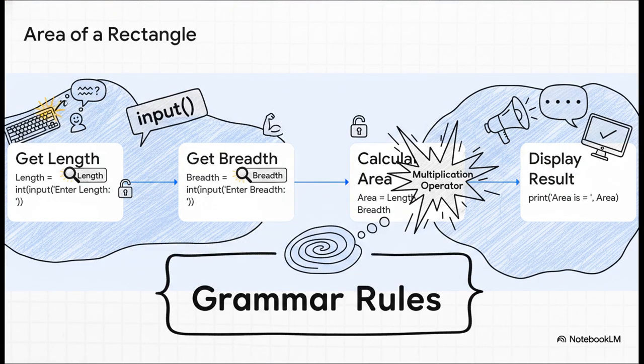And this is where it all clicks into place. Let's look at this tiny program to calculate a rectangle's area. First, we use our input function to ask the user for the length. See how we wrap it in int? That's because input always gives us a string, and we need to turn it into an integer to do math. We do the same thing for the breadth. Then we use our identifiers, our nouns like length and area, to store the values. We use the little star, our multiplication operator, that's our verb, to do the calculation. And finally, we use print to show the result on the screen. See? Alphabet, nouns, verbs, data types, all working together in one perfect little conversation.